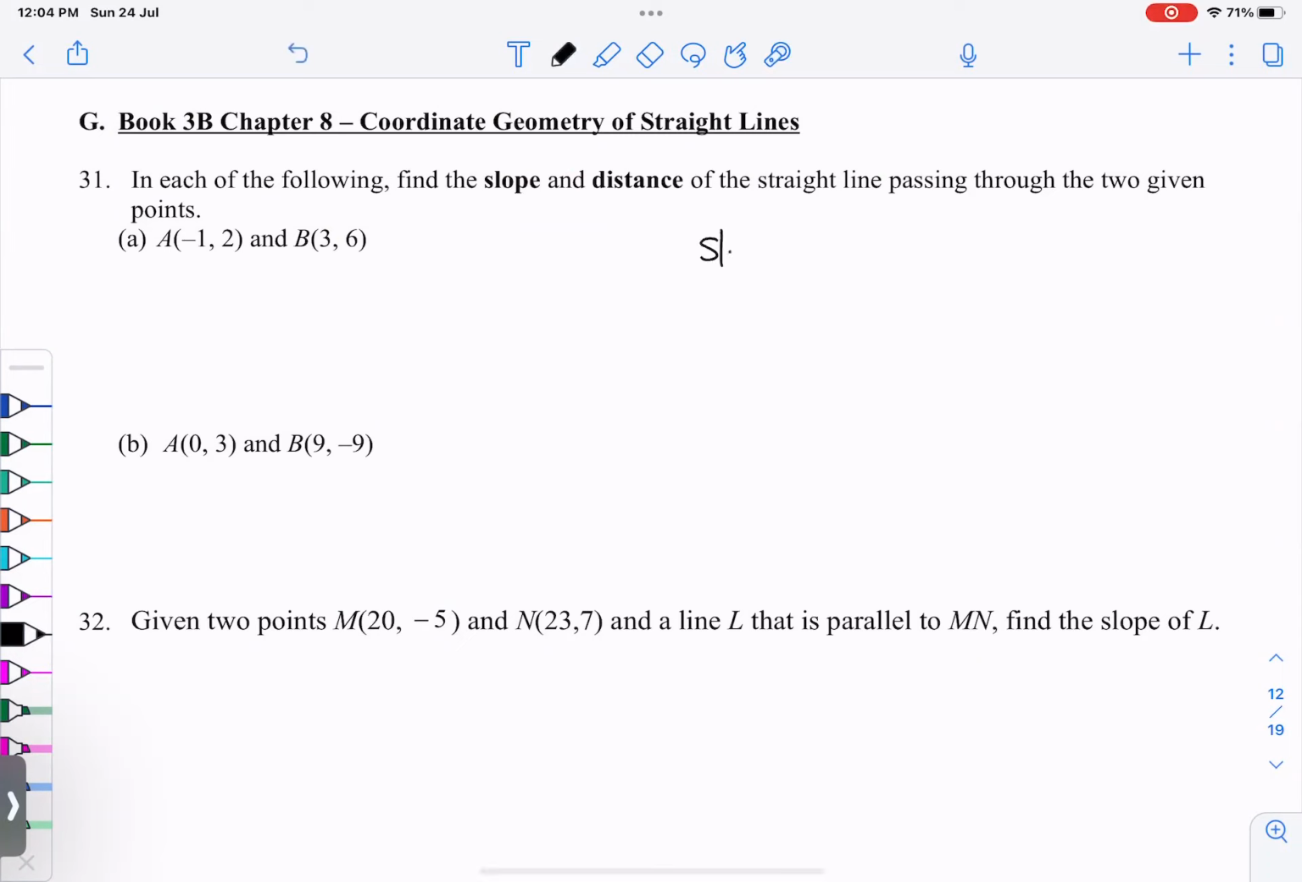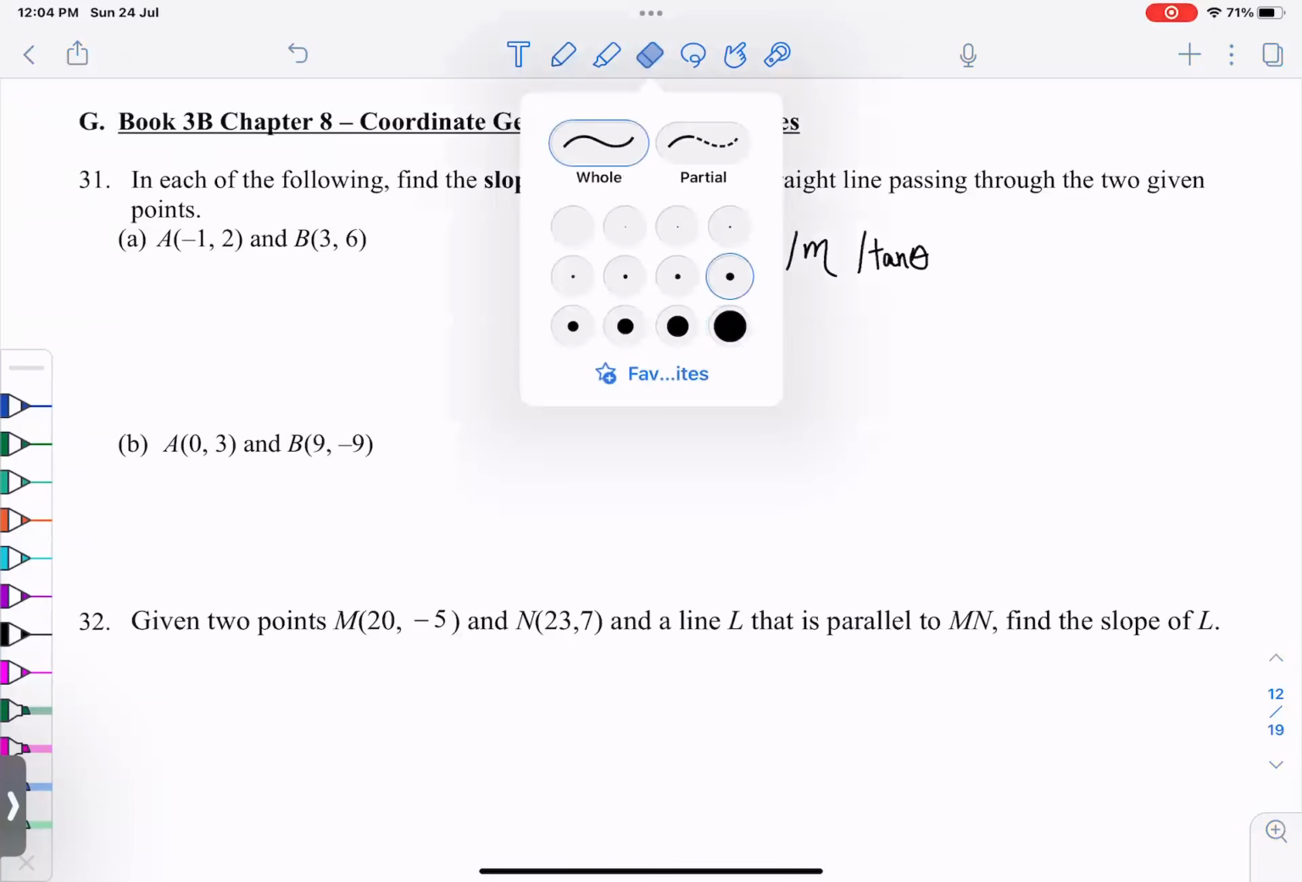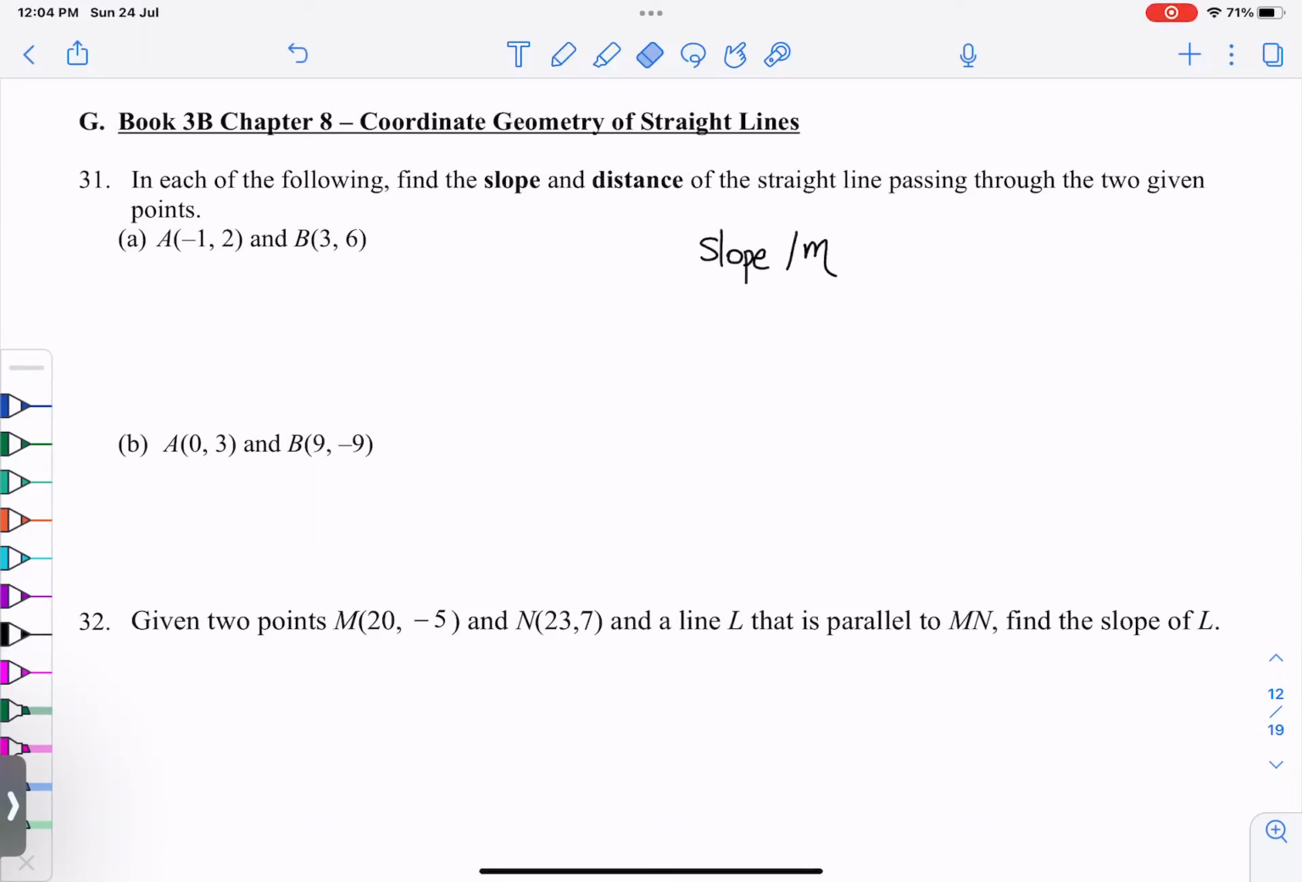So for slope, you can represent it as directly slope, or this symbol, or tangent theta is also equal to slope. All three things. But most commonly we write these two. The formula for slope is the difference of y over the difference of x. So y on top and then x on bottom. This is for your slope.